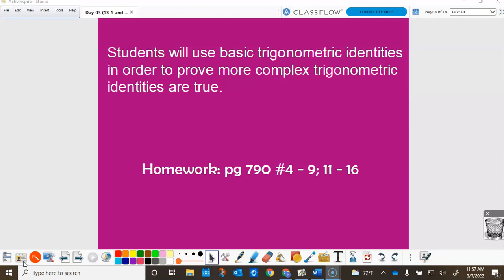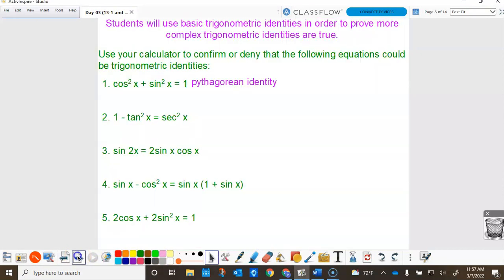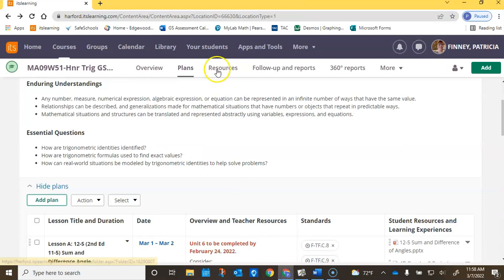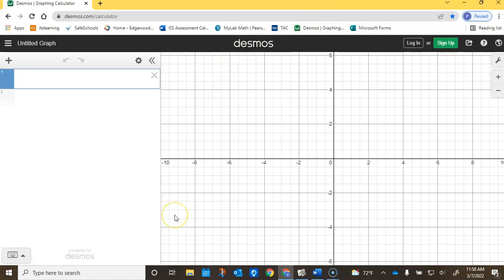So the first step is to figure out if, in fact, these equations that we're given are identities. The first step to do that is really easy, and I don't care who you are, you can do this part, okay? I've given you 6 equations, and what I'd like you to do is first open up Desmos or a graphing calculator, it doesn't matter which, and we're going to verify to see if in fact these are identities.